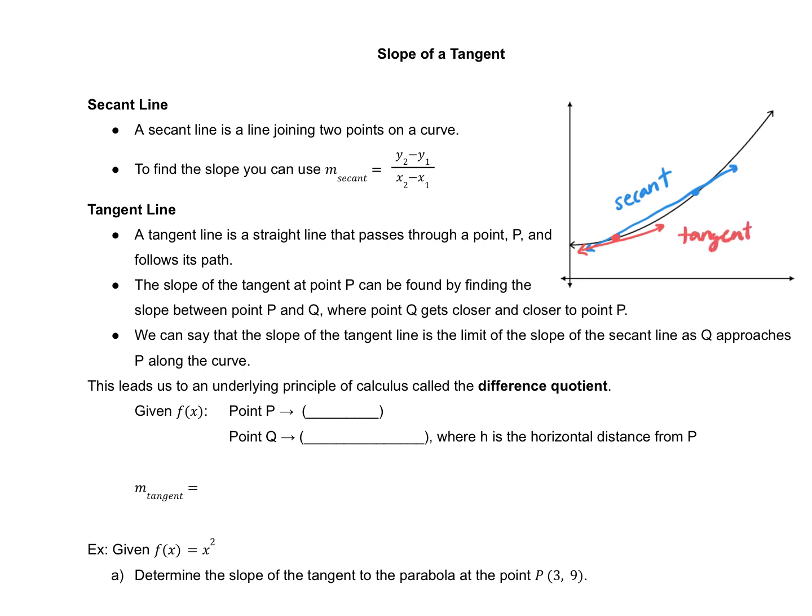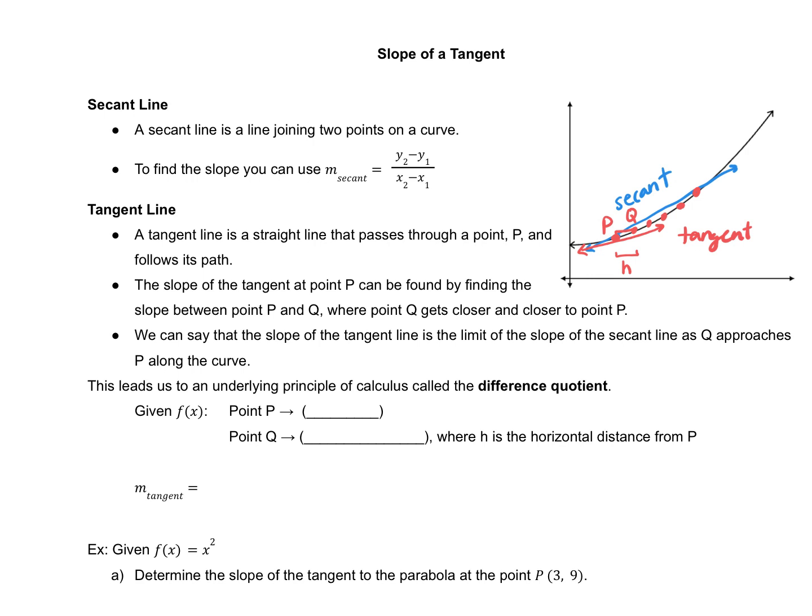Now, how can we find the slope of a tangent line if we only have 1 point? Let's call this point P. Well, I need 2 points to find the slope. So let's say I take this point that was on the secant line, but what if this point slowly got closer and closer and closer to point P? Let's call this point Q, but we want the horizontal distance between P and Q, the distance between the x's, to be as close to 0 as possible. So let's call that horizontal distance h.